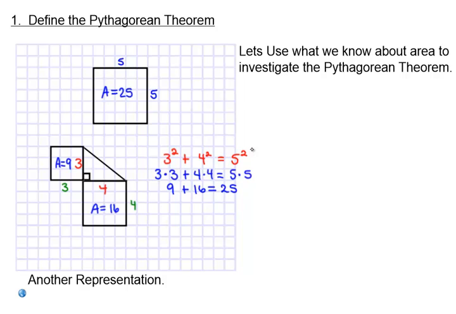Now let's use some words. The 3 represents a leg, because legs form the right angle. So I could say a leg squared plus the other leg, which was my 4, squared is equal to my hypotenuse squared.